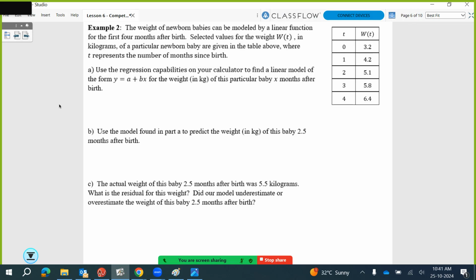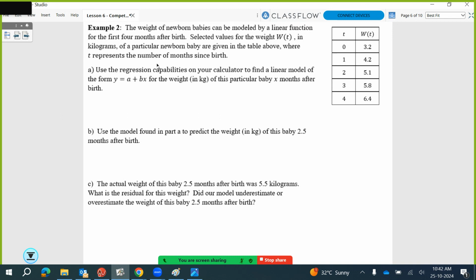Okay, so for this example, we've got the weight of newborn babies, which is modeled by a linear function for the first 4 months after birth. Selected values of the weight, WT, in kilograms of particular newborn babies are given in the table. So we're going to find, using regression, a linear model for this data. Let's have a go at doing that now.